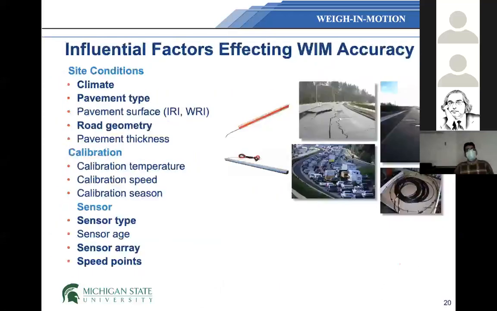Okay, and speed points is when you calibrate the sensor, how many speed points you can calibrate at different speeds, because in the actual field, trucks may have a range of speed. So we need to calibrate for a range of speed.